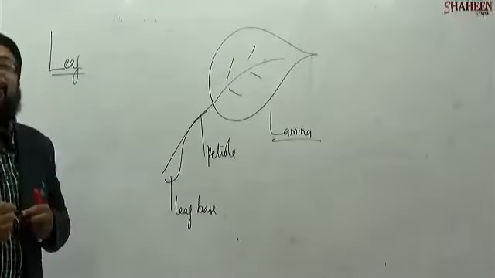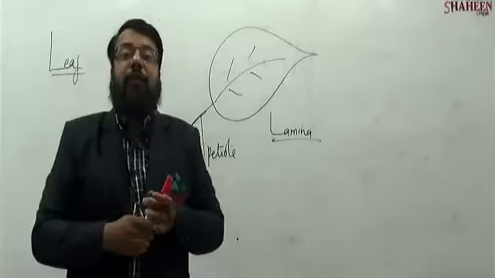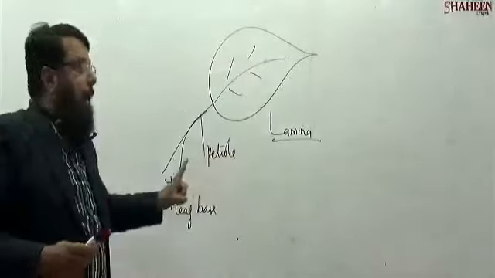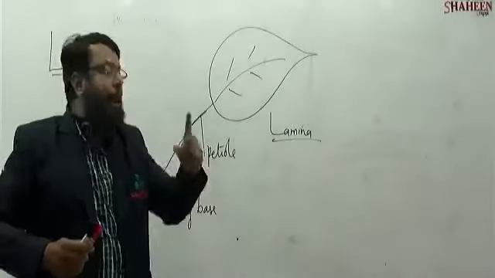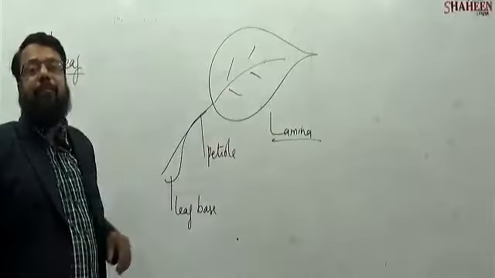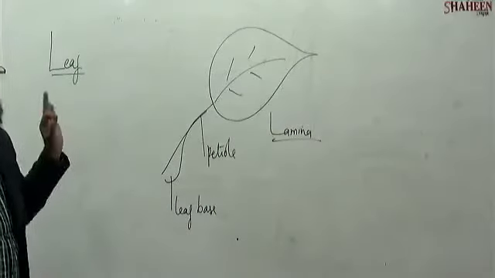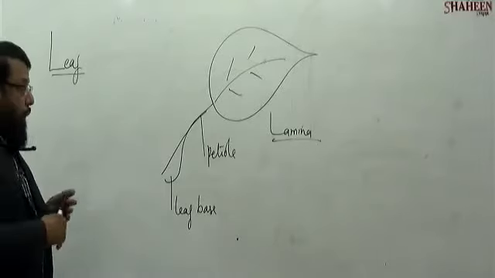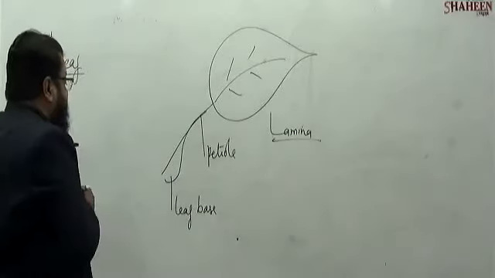So how many parts will a leaf have? A leaf will have 3 parts. What is the first part? Leaf base. What is the second part? Petiole. What is the third part? Lamina. There are 3 parts. Now, one by one we will study. First we will take the leaf base.